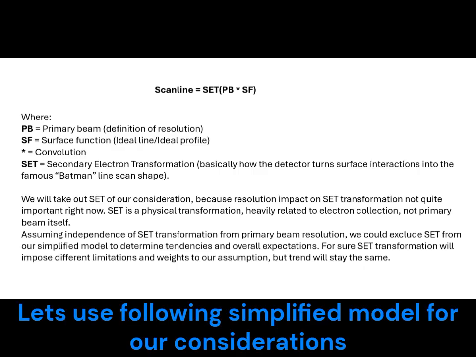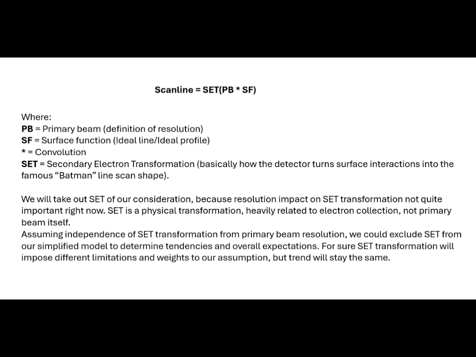Let's use the following simplified model for our considerations. Scanline equals SET * PB * SF, where PB equals primary beam, definition of resolution. SF equals surface function, ideal line / ideal profile. Asterisk equals convolution. SET equals secondary electron transformation, basically how the detector turns surface interactions into the famous Batman line scan shape.